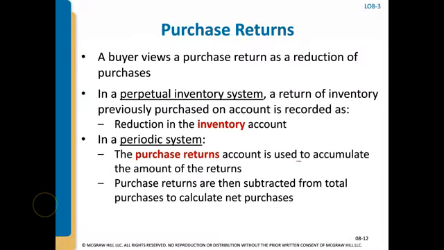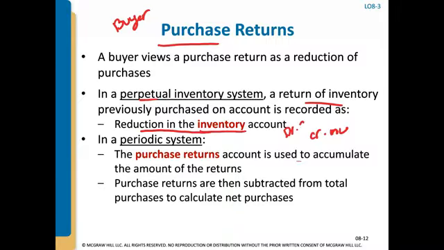Likewise, on the purchase side or on the buyer side, right? If I make a return, then I have less inventory in my inventory account. So in a perpetual inventory system, the return of inventory is recorded as a reduction to the inventory account. So I would do credit inventory and debit either I get a refund of cash or less accounts payable on my books, right? They reduce the accounts payable that I owe them.